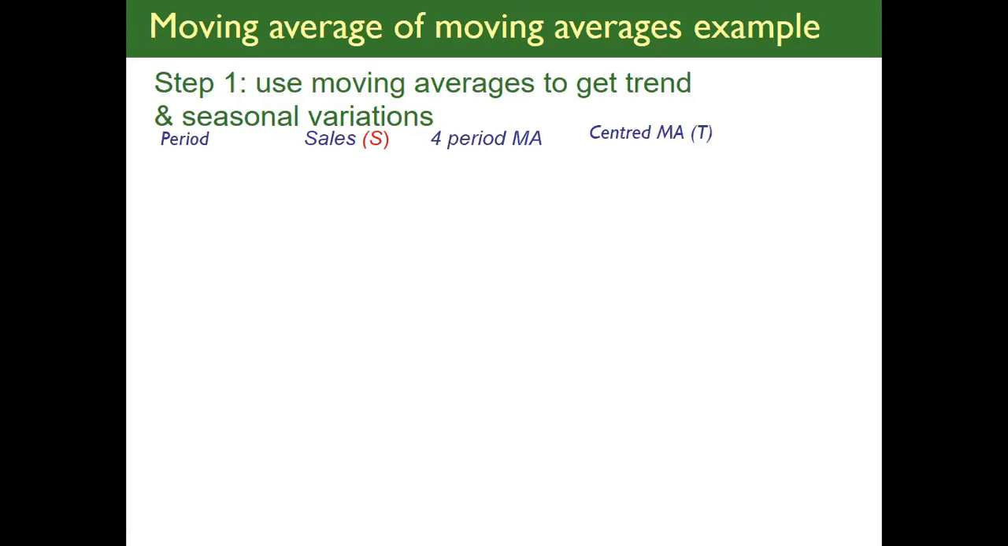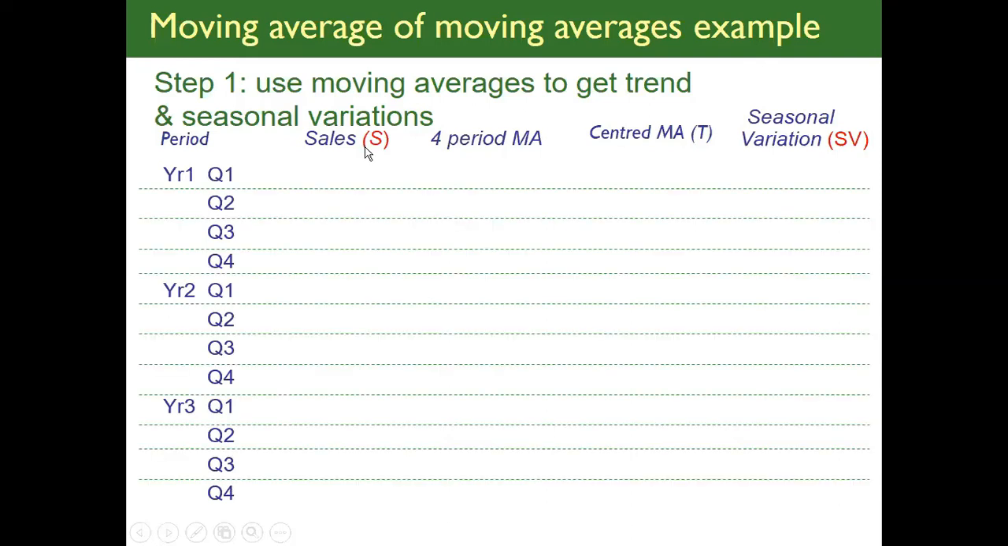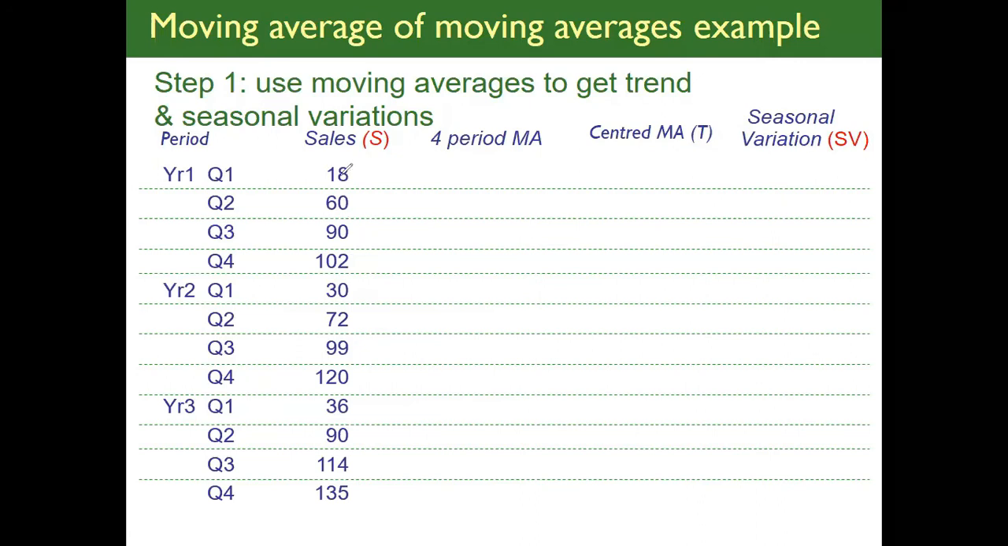And then we will calculate the seasonal variations. So we've got periods like year 1, quarter 1, 2, 3, 4, year 2, quarter 1, 2, 3, 4, year 3, quarter 1, 2, 3, 4, and you get the sales. So you've got sales here 18, 60, 90, 102, 30, 72, 99, 120, and so on. Now, it is the same type of data which I was explaining before: from quarter 1 to 2, 3 and 4, your sales are increasing from January till December, from the beginning to the end of the year.